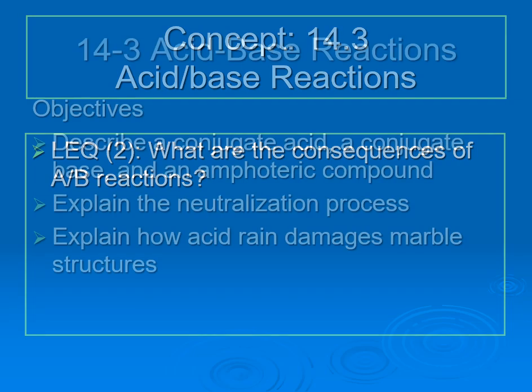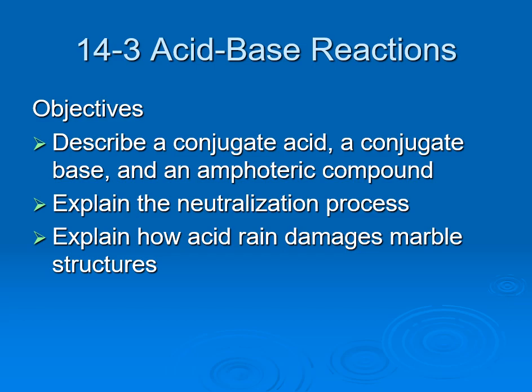Here we go. In section 3, what do we have here? The objectives, nothing noted that's different, so this comes right out of your book. Describe what a conjugate acid is, a conjugate base, and what amphoteric is as far as compounds. We would also like to explain the neutralization reaction and explain a little bit environmentally about how acid rain damages structures, primarily marble, but it damages many things, not everything.